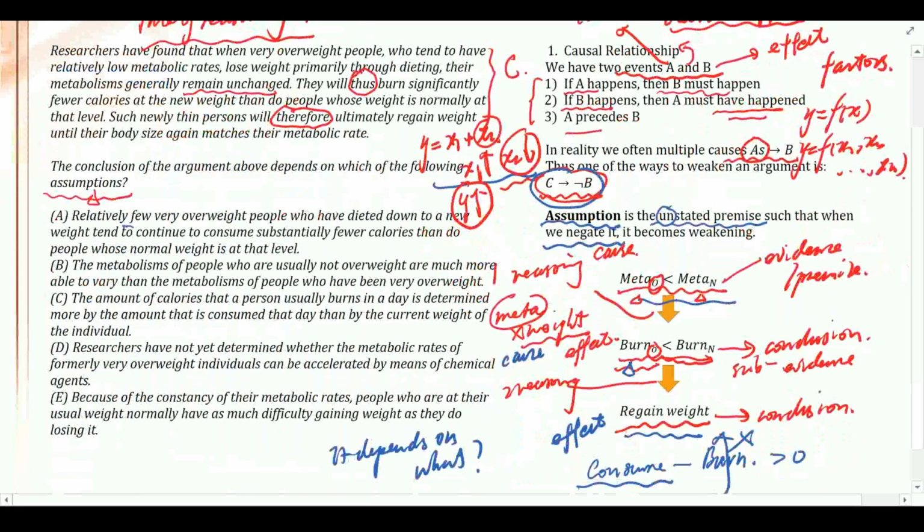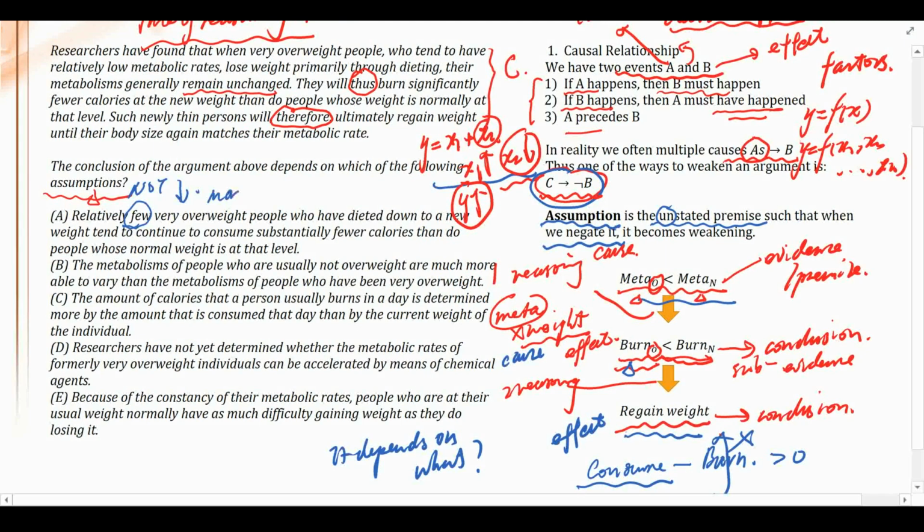Relatively few very overweight people who have dieted down to a new weight tend to continue to consume substantially fewer calories than people whose normal weight is at that level. Okay, if you put a not into the sentence, then you negate it. Take a look: not few. Few already means not, so not few, negative is positive, becomes many.